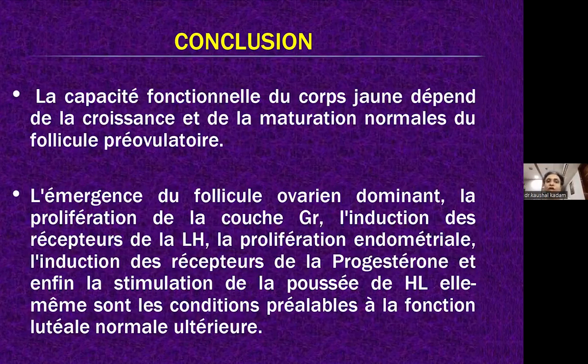So in conclusion, the functional capacity of the corpus luteum is dependent upon the normal growth and maturation of the pre-ovulatory follicle, emergence of the dominant ovarian follicle, proliferation of the granulosa layer, induction of LH receptors, endometrial proliferation, progesterone receptor induction, and finally stimulation of the LH surge itself. These are the prerequisites for a normal luteal function. So complete ovarian stimulation is the one that really decides your luteal phase.